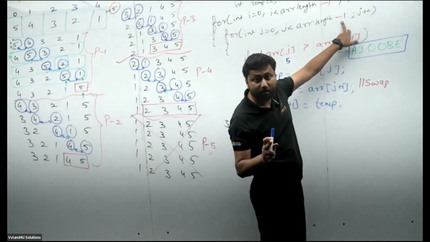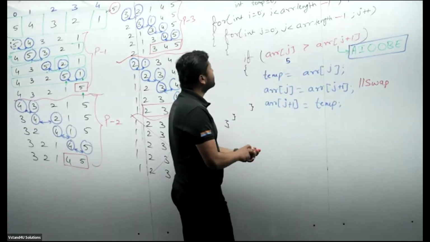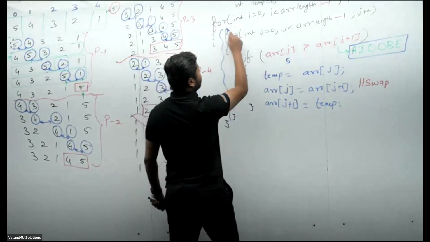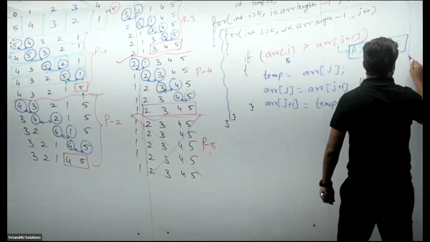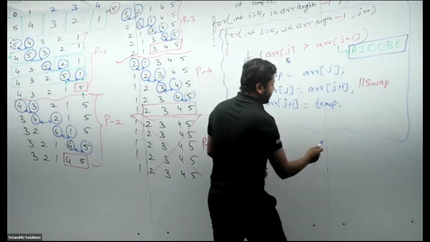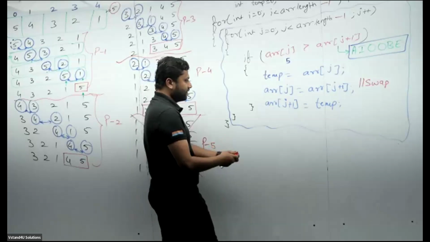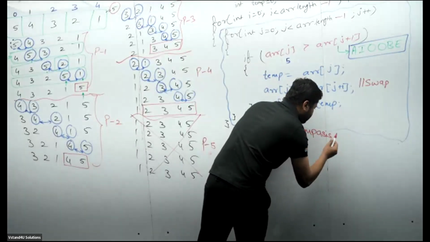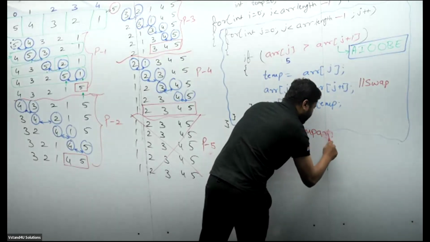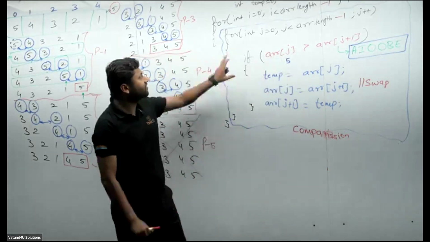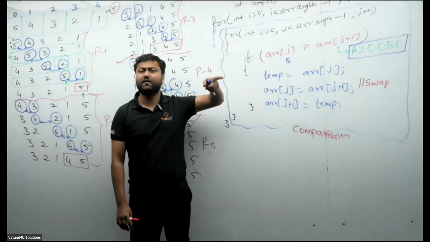Is this clear? So can I say this much logic, the internal logic, is for what activity, sir? This logic is for the comparison. Agree? Very good. Is this logic clear? The comparison logic is clear.